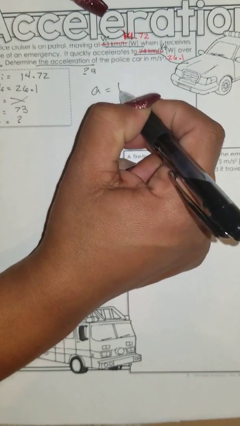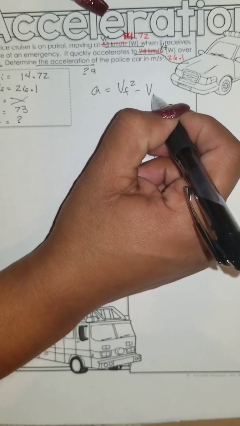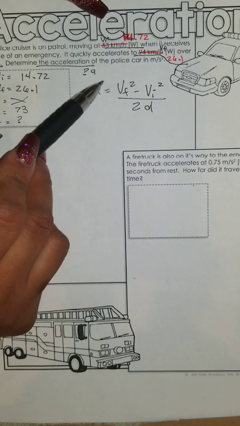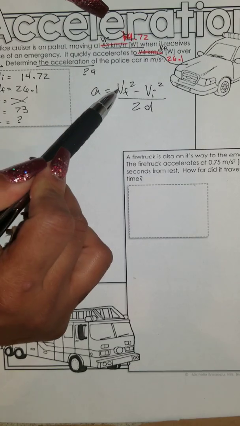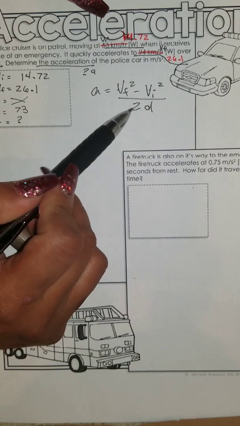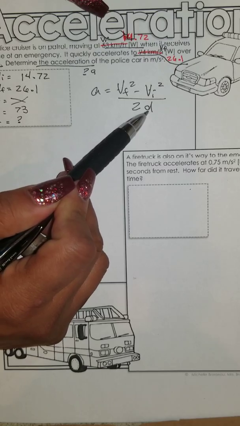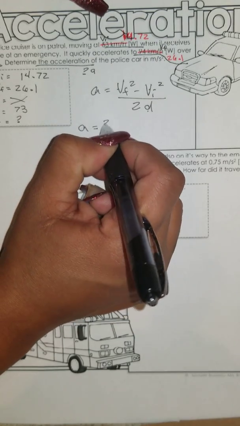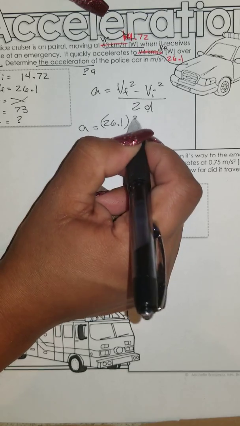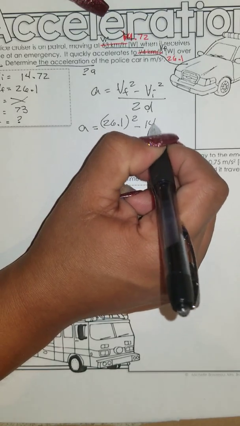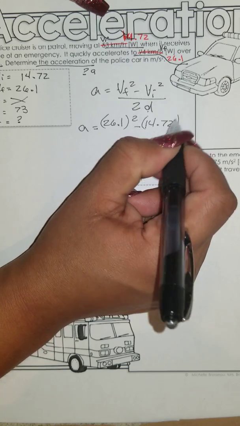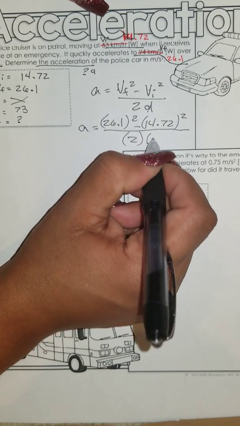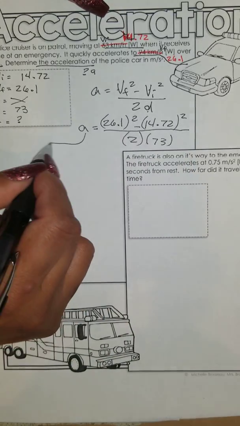A equals VF squared minus VI squared over 2D. I'm looking for, check, I have it, check, I have it, check, and check. Oh, this is awesome. A equals 26.1 squared minus 14.72 squared over 2 times 73.